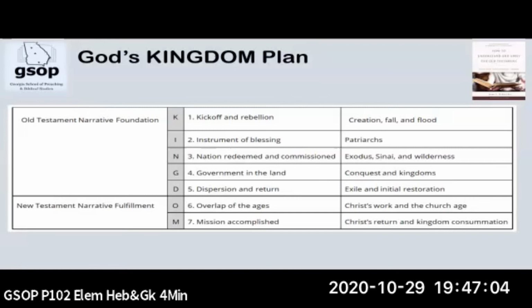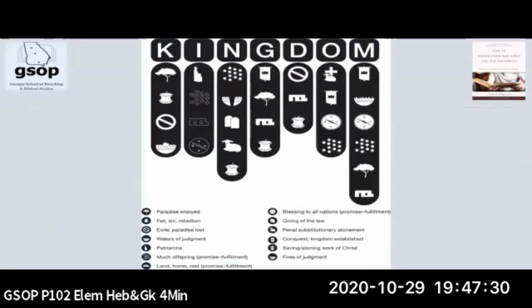The kingdom is inaugurated in the church and consummated at the marriage supper of the Lamb when Christ returns again in the second advent. So you have the overlap of ages through Christ's work in the kingdom, and you have also the mission accomplished through Christ's return and the marriage supper and the kingdom consummation. Notice that the book has a denominational slant, and so I did change that slant for our class. In the next slide, he actually gives a pictorial representation of the exact same thing, sort of an acronym with a pictorial representation to help recognize it.